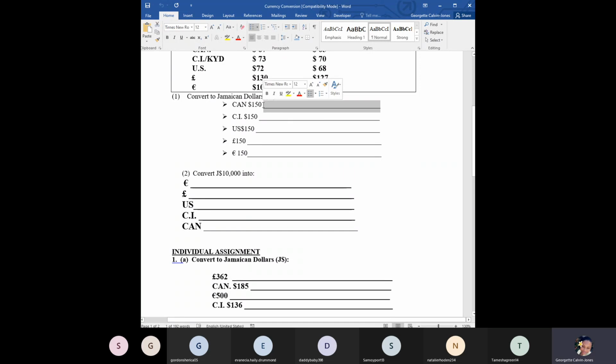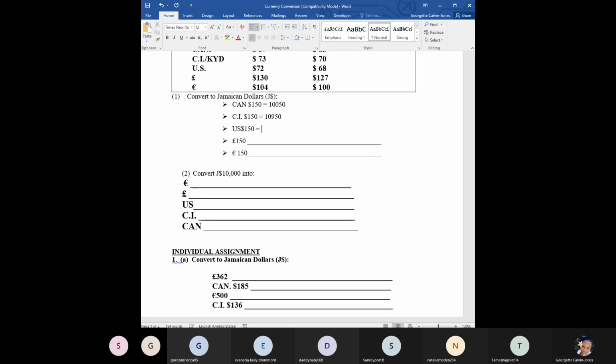So the first one up here, we're going back to number 1, putting in the answers. Equals 10,050. Second one equals 10,950.